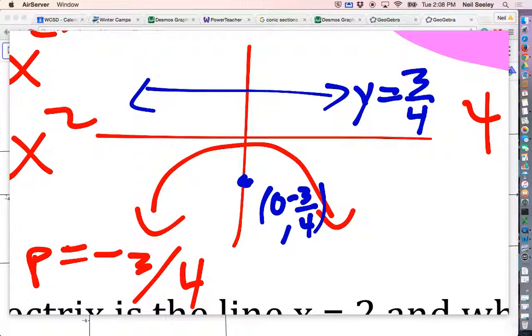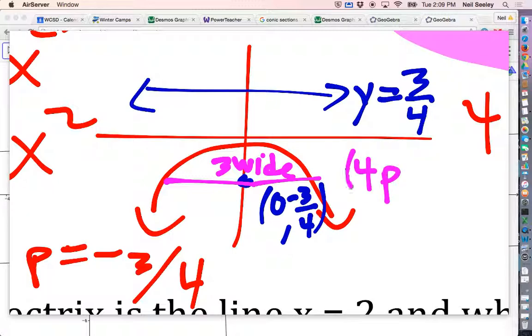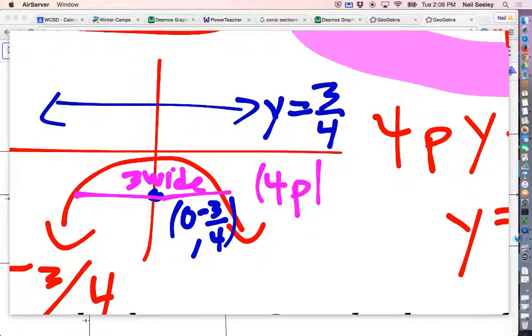Oh, you, width, I got you. You're 2p that way and 2p this way. So the width on this one altogether is 4p, which is -3. It's 3 wide, because that's what 4p is. 4p is my focal width, so it's -3, well, +3 because it's absolute value. So the absolute value of -3 is 3, and 3 is my focal width.